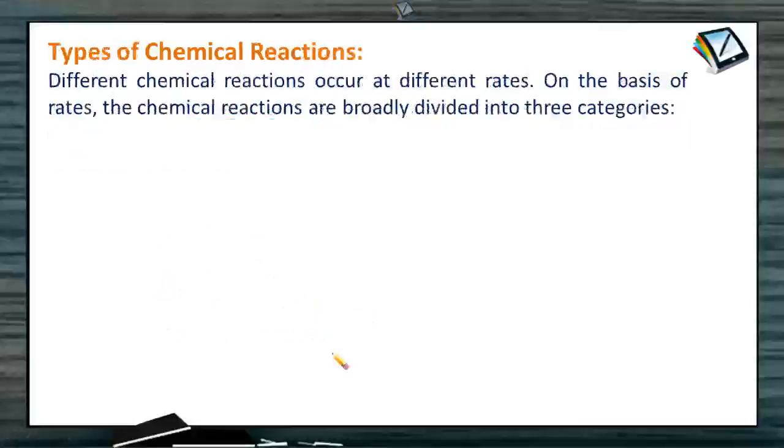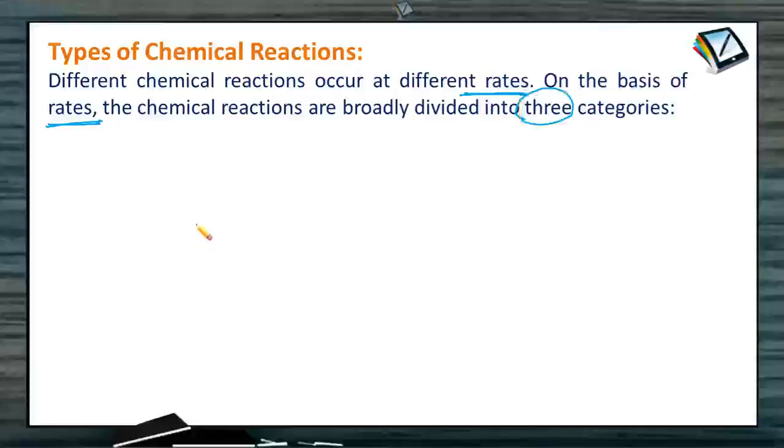First, let's understand what are the various types of chemical reactions. We know that different chemical reactions occur at different speeds. Some will be slow and some will be fast, like that. So on the basis of the speed of the chemical reaction, they are broadly classified into three categories. So what are these three categories of chemical reactions?